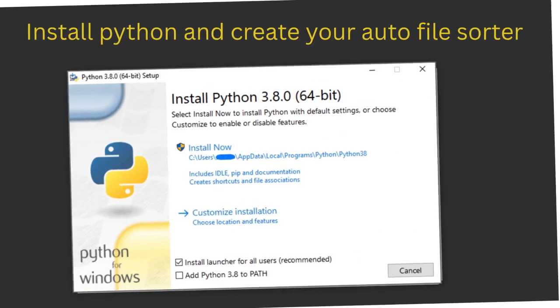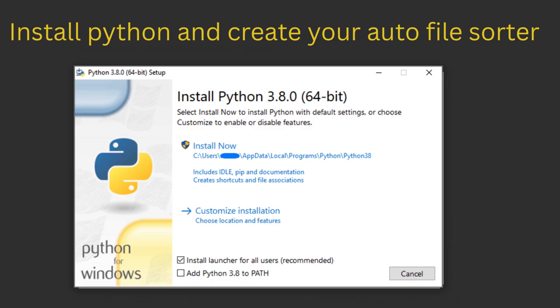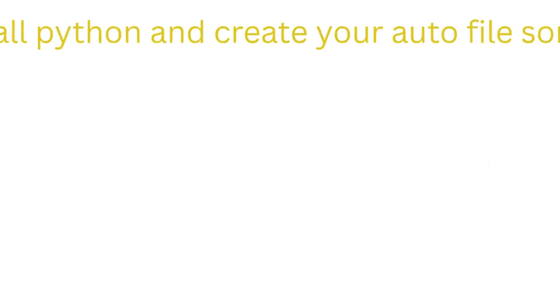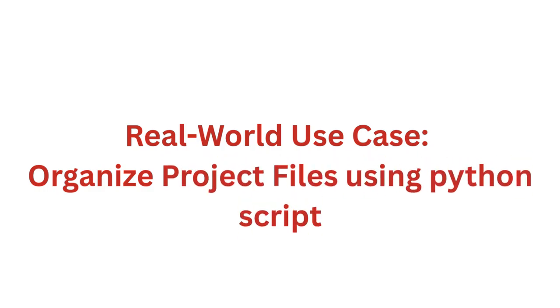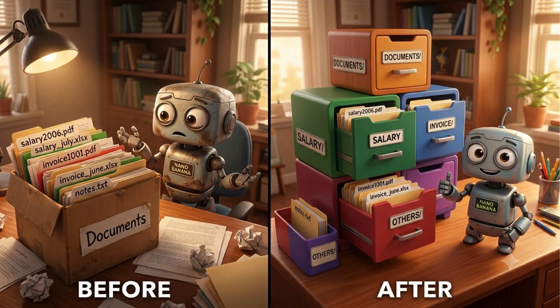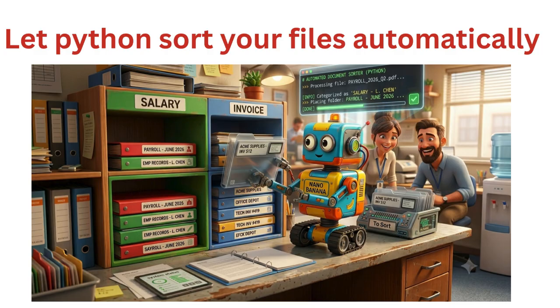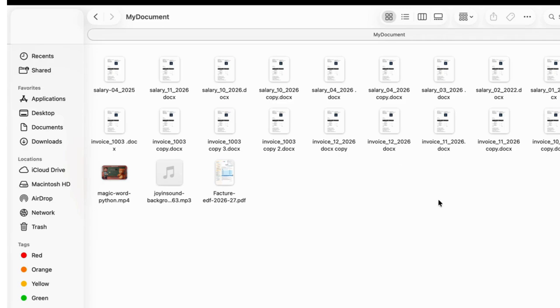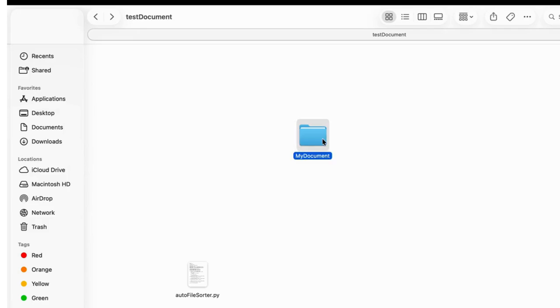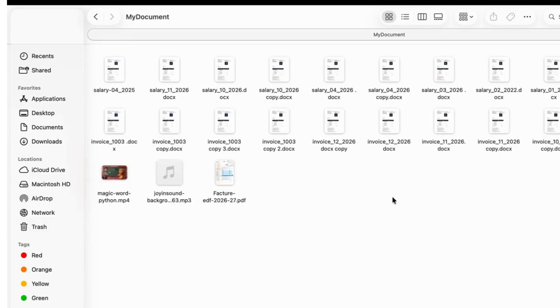Today I'm going to show you a real cool Python project that can automatically organize all the messy files in your document folder. You know when your document folder looks like a complete disaster? You have salary files, invoices, PDFs and everything mixed. Yeah, mine looked exactly like that. So instead of spending time sorting files manually, let's make Python do the boring work for us.